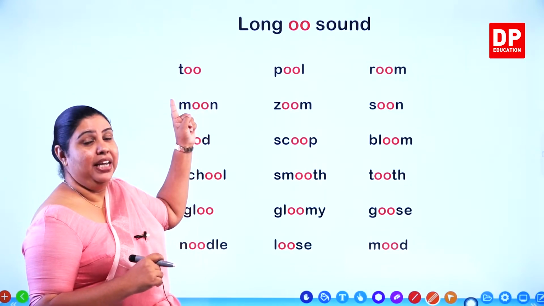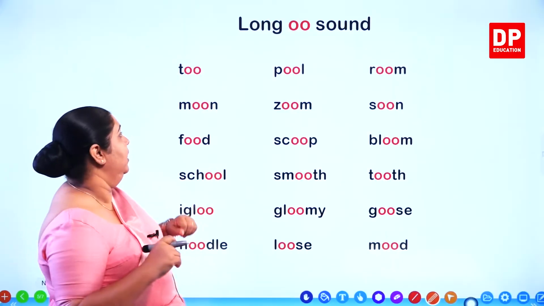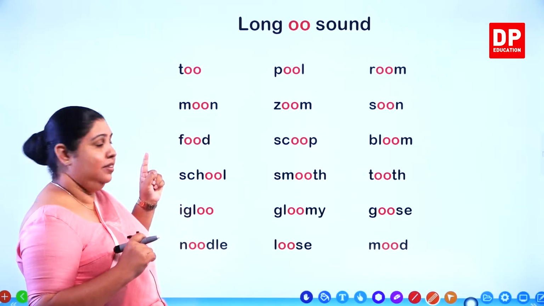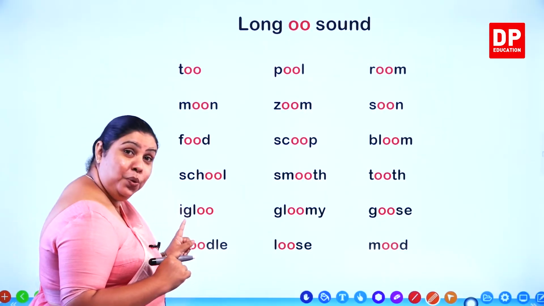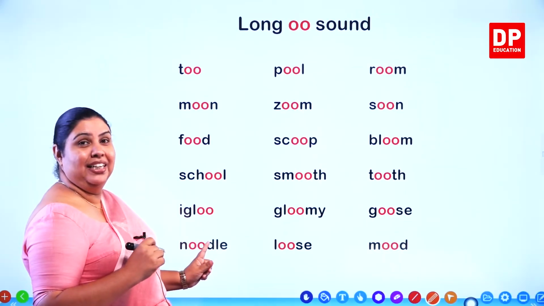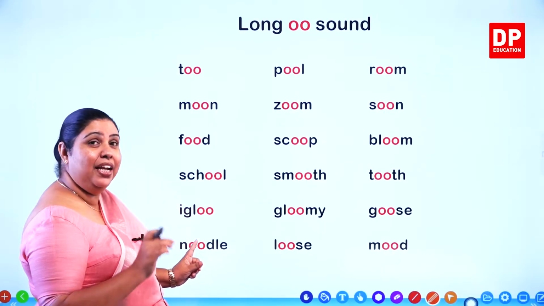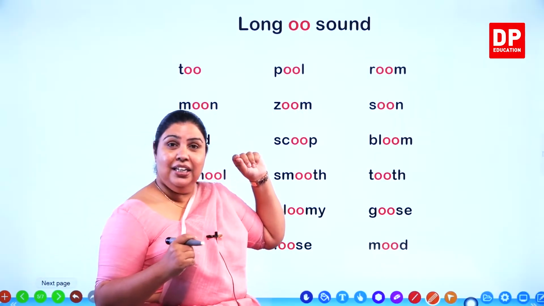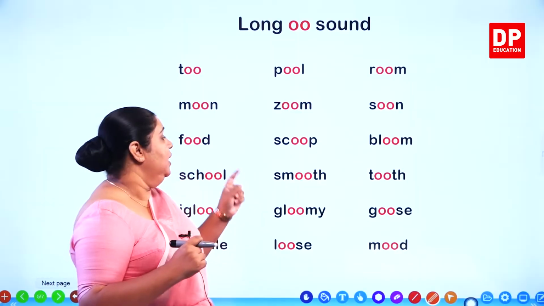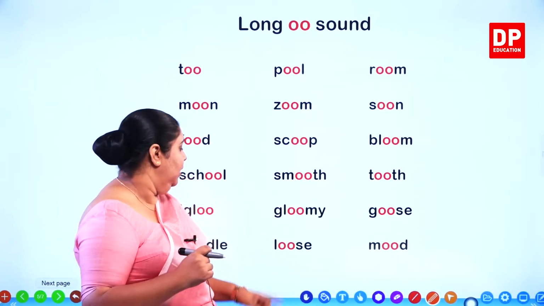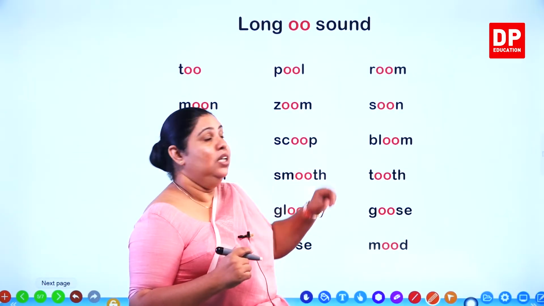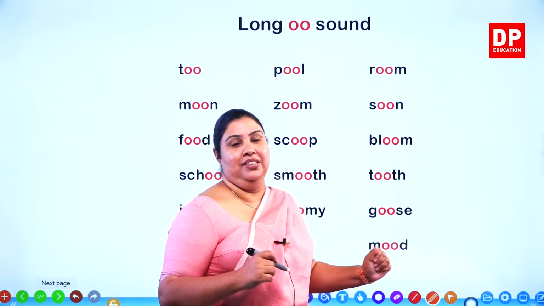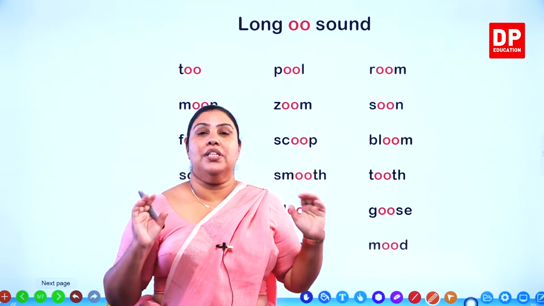Two. Two. Moon. Moon. Food. School. Igloo. Igloo. Noodle. Noodles. You must say it nicely. Noodles. That has the long oo. Pool. Zoom. Scoop. Smooth. Gloomy. Loose. Room. Soon. Bloom. Tooth. Goose. Mood. These are the long oo sound words I have read for you.